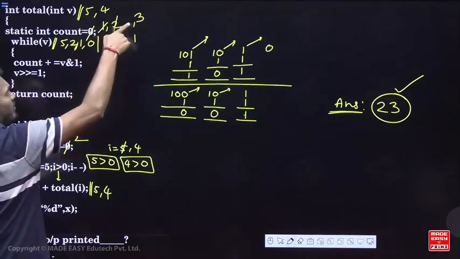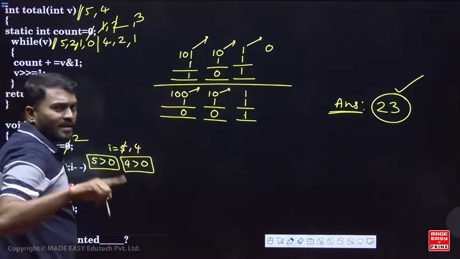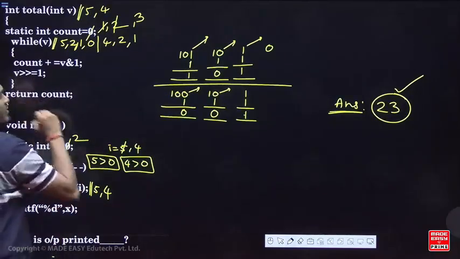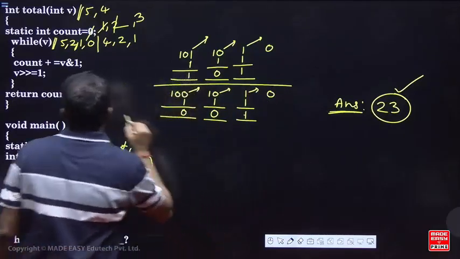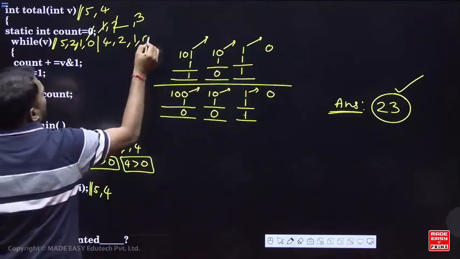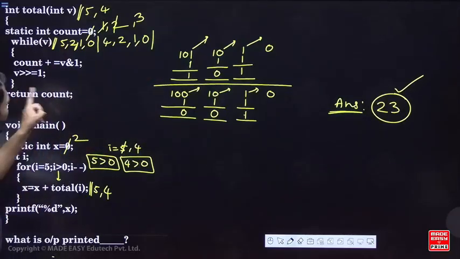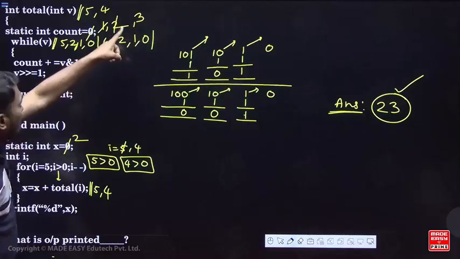Look at how many times your count is incremented. Only 1 time. Why? Because in the 100, how many ones are there? Only 1. So next again you say V right shift by 1. When you right shift by 1, that will be removed, so it remains 0. And next in the while loop, you pass 0. 0 means what? False. False means you come out. Return count. Now tell me, count is having how much value? 3.